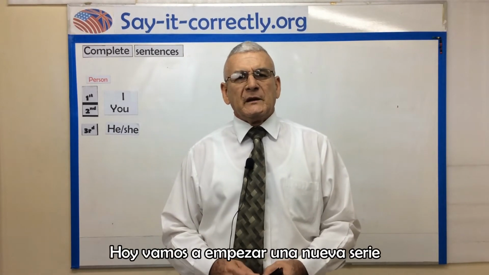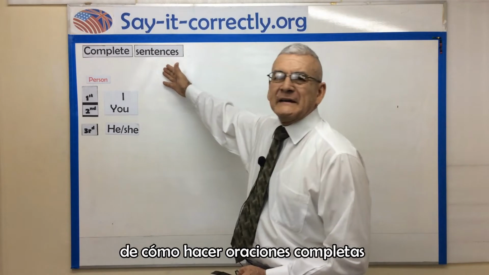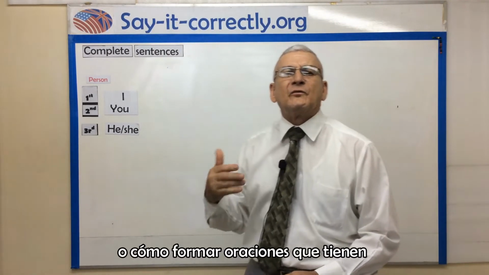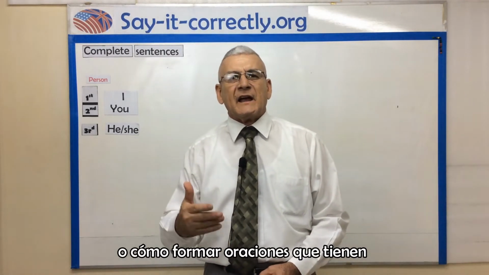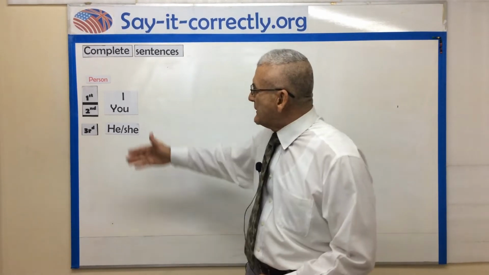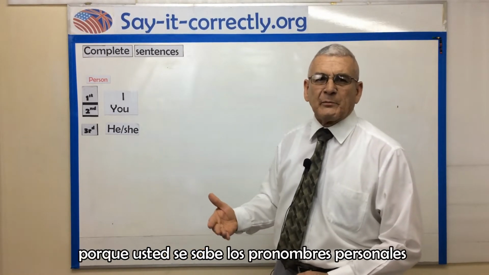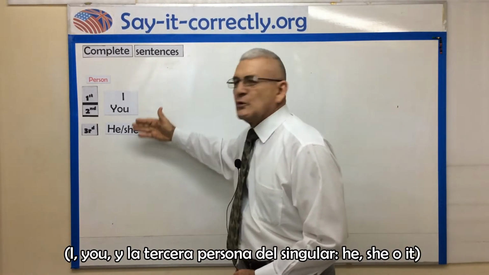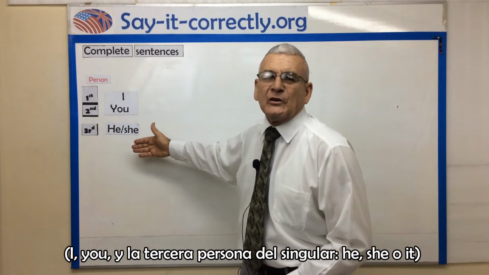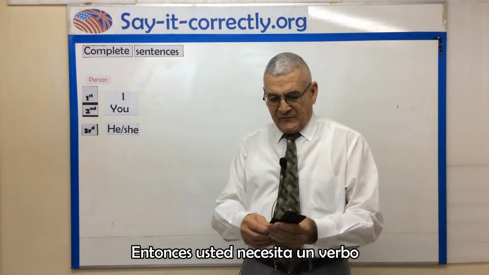Today we are going to begin a new series on how to make complete sentences, or how to form sentences that have complete meaning. In order to have a sentence, you need a subject. You already know the subject because you know the pronouns I, you, and the third person singular he, she, or it. Then you need a verb.